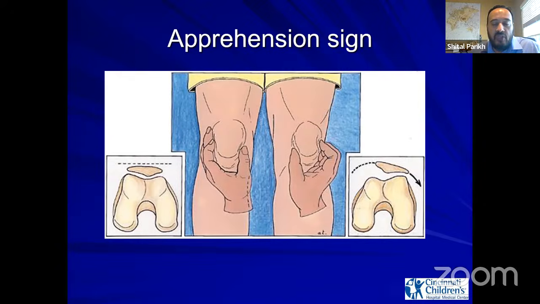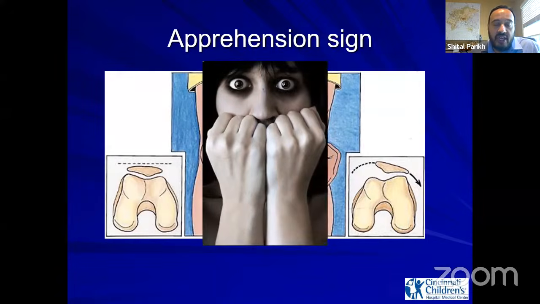Apprehension sign is one of the most sensitive and specific signs for instability. As soon as you start pushing the patella out, the patient would not like it. The patient may show anxiety, pain, fear, and sometimes will kick you.